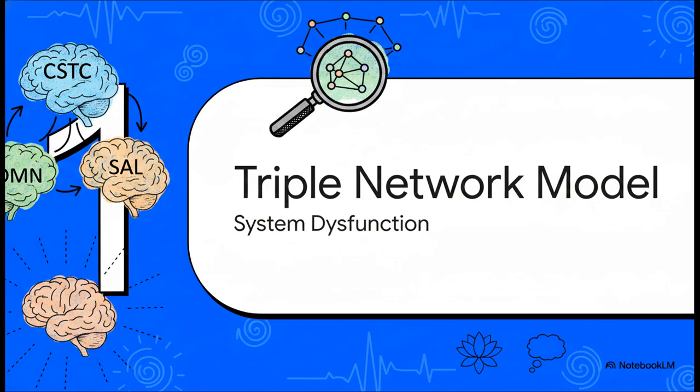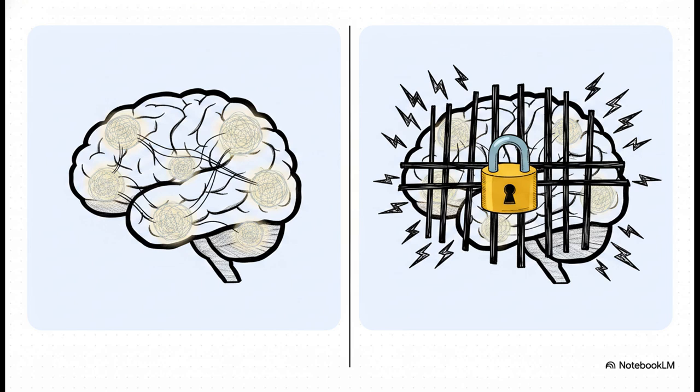Okay, Section 1. The triple network dysfunction. For the longest time, OCD was viewed purely through the lens of localized cortico-striato-thalamocortical, or CSTC, circuit hyperactivity. But there's been this massive paradigm shift recently toward looking at large-scale intrinsic networks, and that really reveals the crux of the problem. What we're looking at here is a healthy brain versus an OCD brain through the lens of those massive networks: the default mode network, the salience network, and the executive control network.